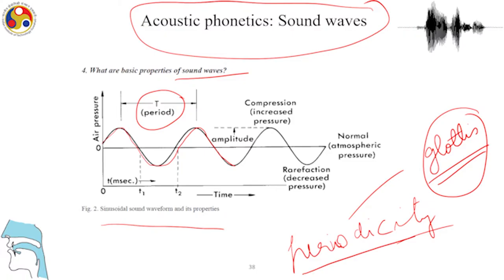In this one repeating pattern, we can very clearly see two things: compression and rarefaction. The compression is the region of increased pressure, which is this one, and this is the rarefaction, which is the region of decreased pressure. This period is equal, and again from here to here it is the same repeating period, and that's why this is a sinusoidal sound wave. But in essence this is how we break down a periodic sound, even for human speech.